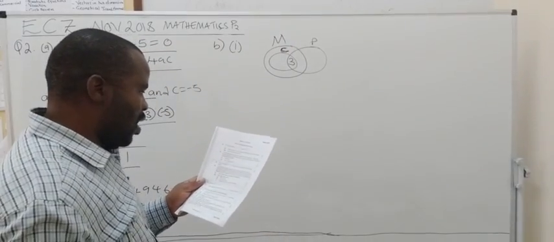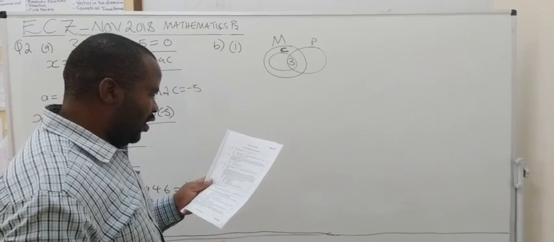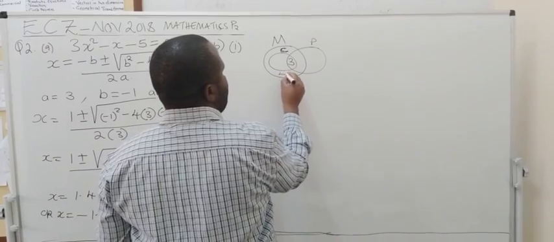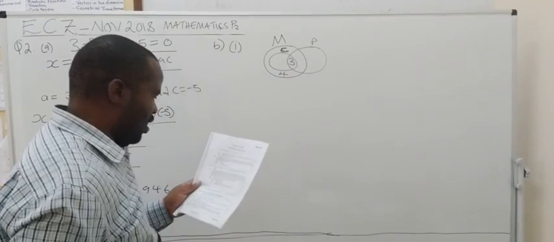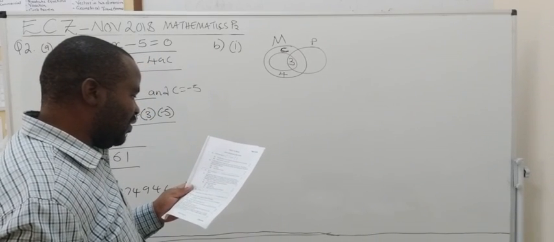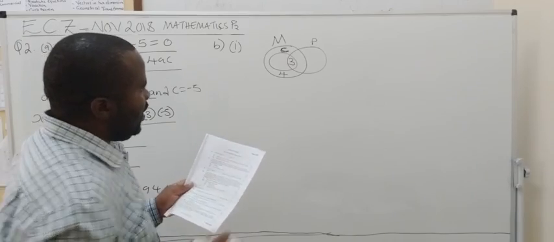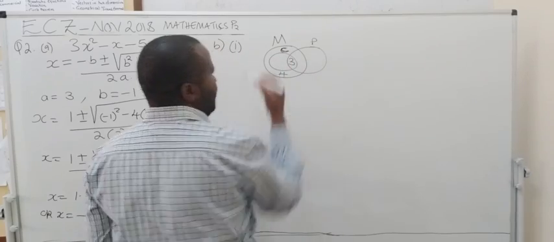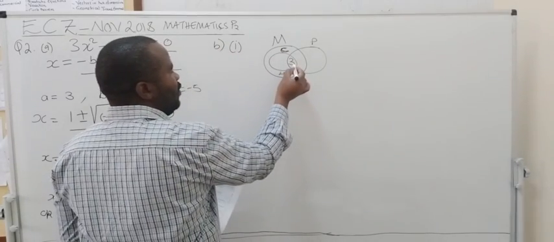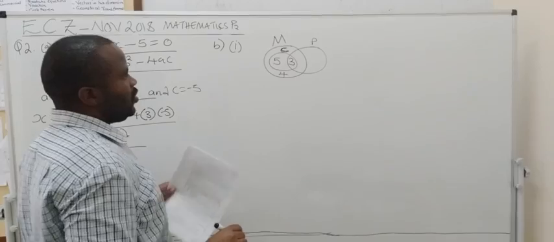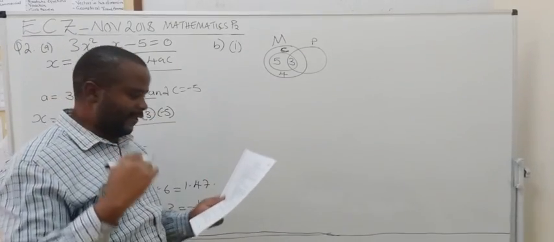Then 4 students study mathematics only. Only mathematics means it should be outside here. 8 students study chemistry, right? Means that we are saying 8 students study chemistry. In this set, the total number should be 8. But you already have 3. So say 8 minus 3, you have 5. 5 should be here. So when you add 5 to 3, you get 8.